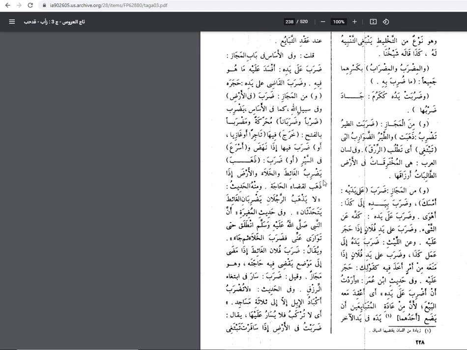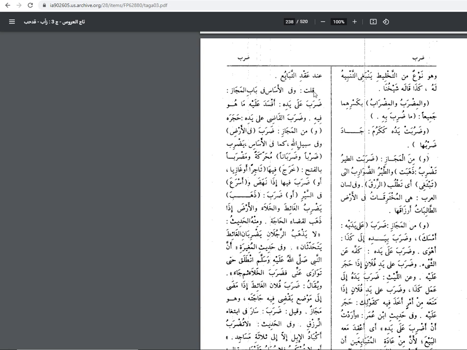In the work of al-Zabīdī, he quotes other dictionaries. For example, we have up here قلت وفي الأساس في باب المجاز. The work al-Asas is another dictionary that was written by al-Zamakhshari. So here he is referencing a work of al-Zamakhshari. وفي لسان العرب. لسان العرب is another dictionary that al-Zabīdī here is referencing.